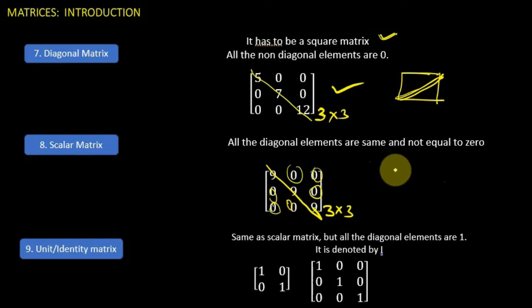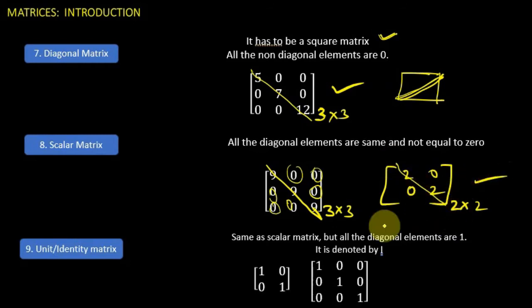So we take one more example. See, 2, 0, 0, 2. This is my square matrix. Why? Because the order is 2 cross 2. And if you observe the diagonal elements, 2, 2, the same. Therefore this is a scalar matrix.